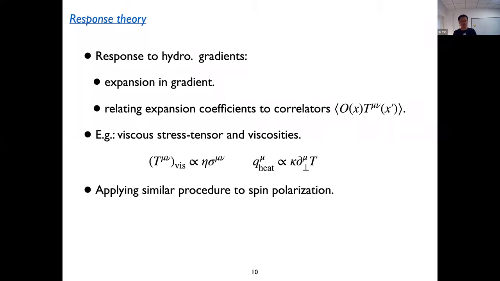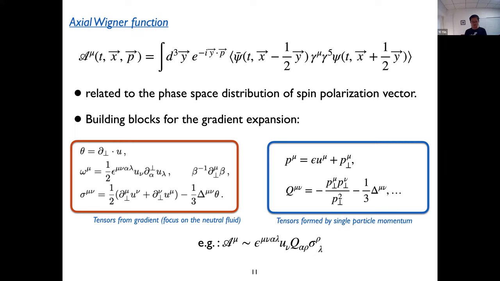The quantitative object that we should study is the so-called axial Wigner function, which by definition is given by the pairs of the fermionic fields weighted by the gamma matrices, and then you perform the Wigner transformation. Because you insert such gamma matrices, this quantity, denoted by curly A here, depends on position, time, and momentum, and can be related to how the spin polarization vector is distributed in phase space.